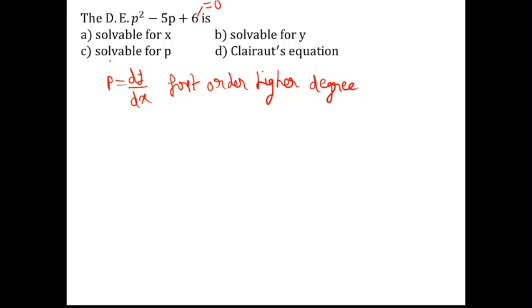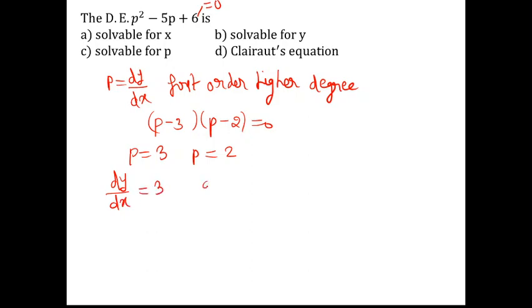Now let's see quickly how to solve this equation. If the question asks for the complete solution of this differential equation, you should know how to get the answer. As this is a quadratic equation, you can just factorize it. You will find its factors as p minus 3 into p minus 2 equal to 0. So this gives you p equal to 3 and p equal to 2, but p is nothing but dy by dx. So we get dy by dx equal to 3 and dy by dx equal to 2. Now integrating each of these equations.